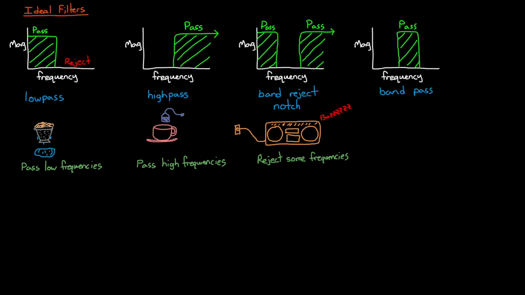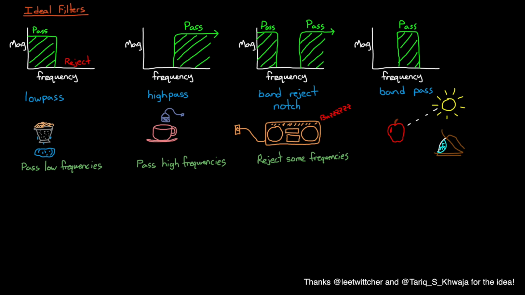A band pass is the opposite of a notch filter, such that you only pass through a narrow band of frequencies and everything above and below is rejected. For example, our eye is a bandpass filter for visible frequencies in the EM spectrum. We can only see those specific frequencies. And further still, colored objects are bandpass filters for that specific color frequency.